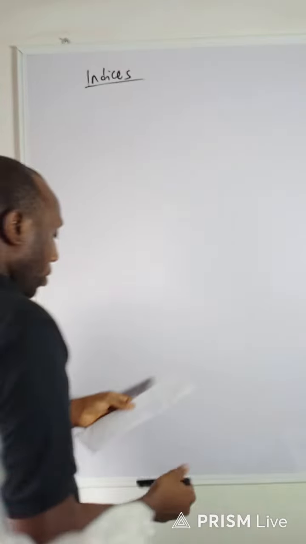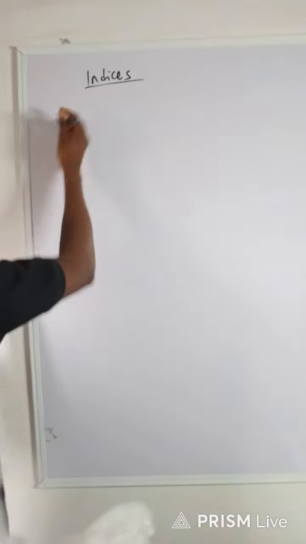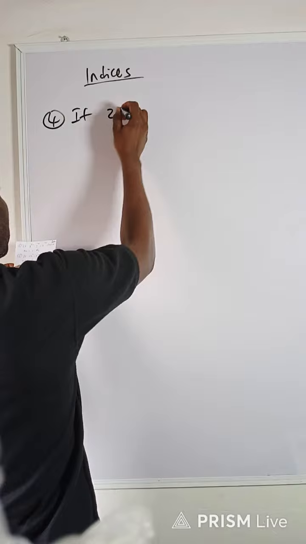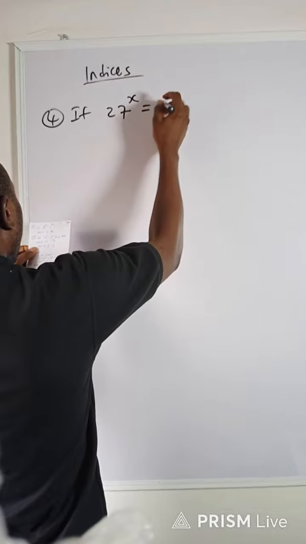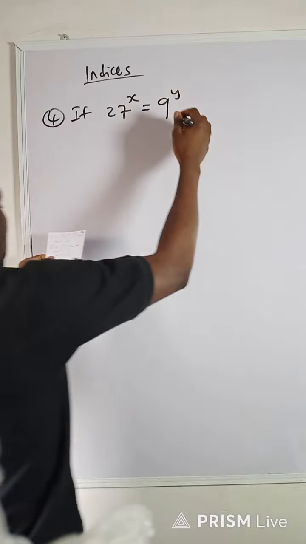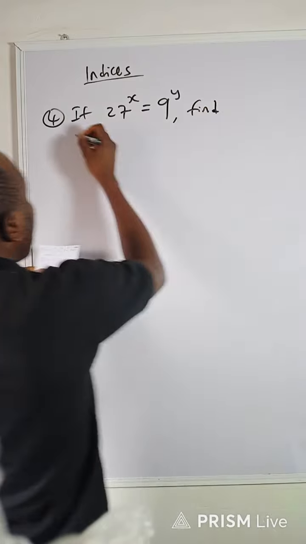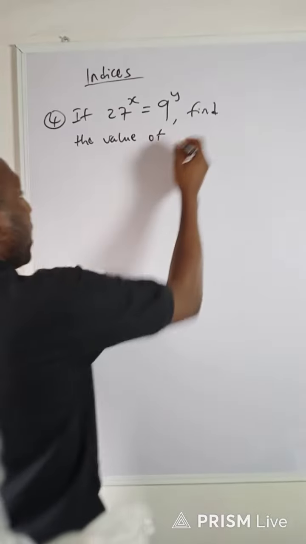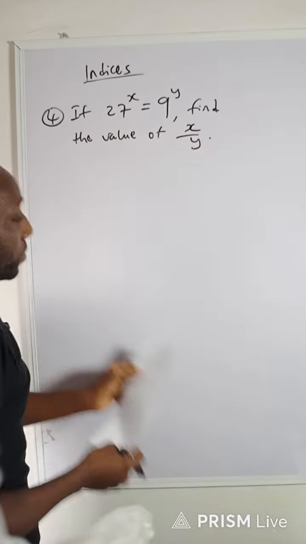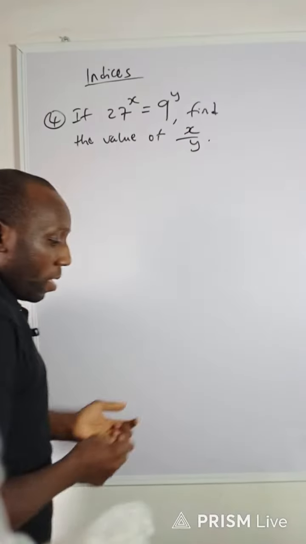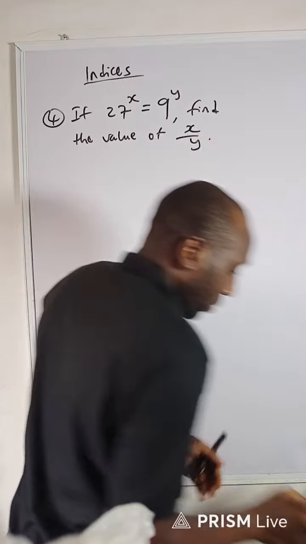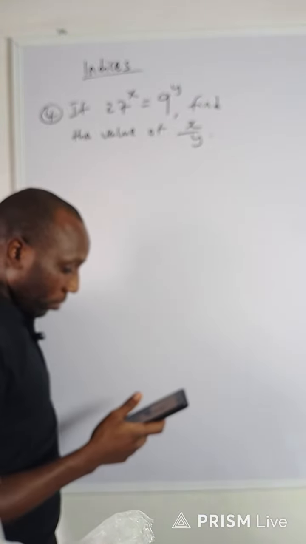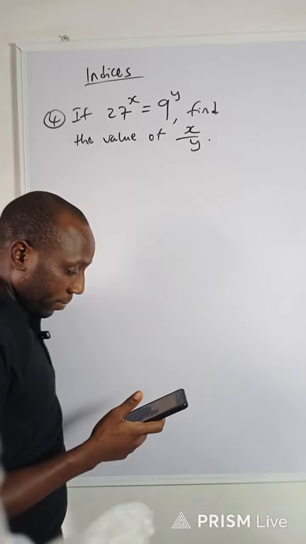Okay, so let's do one more. I think this is number 4. Yeah, number 4. If 27 raised to the power of x is equal to 9 to the power of y, find the value of x over y. Can we do that?